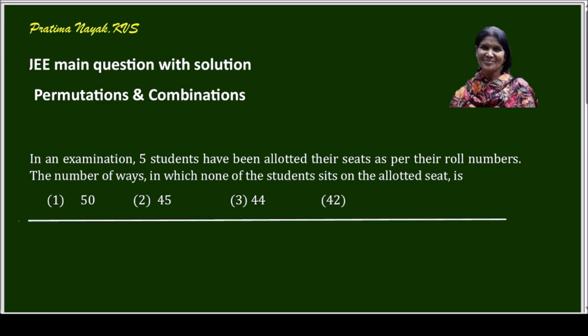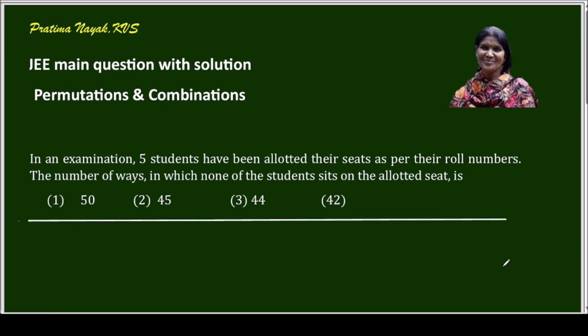So today I have taken a joint entrance main question based on permutations and combinations. In an examination, 5 students have been allotted their seats as per their roll numbers. The number of ways in which none of the students sits on the allotted seat is... options are 50, 45, 44 and the fourth option is 42.